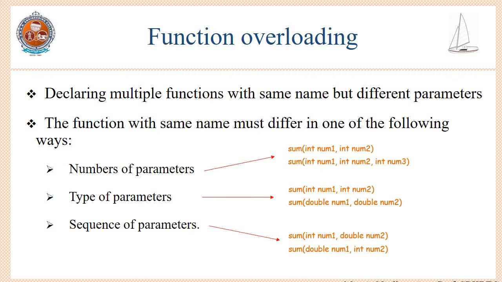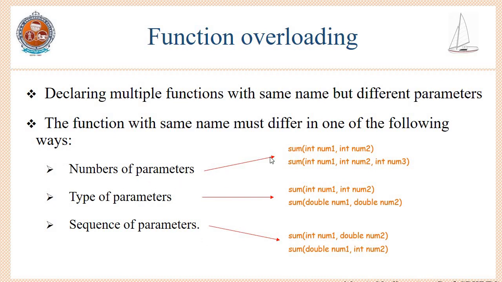Coming to function overloading, the process of declaring multiple functions with the same name but different parameters is called function overloading. The functions with the same name must differ in one of the following ways: the number of parameters, the type of parameters, and the sequence of parameters.